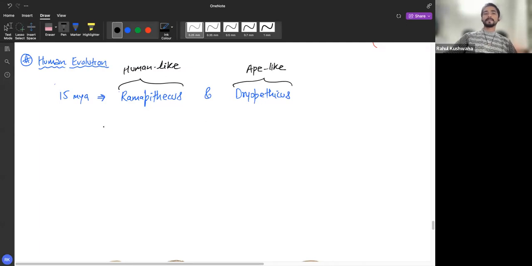Okay. Now clearly this branch went on to give rise to many ape-like forms, like the apes that we have. So it continuously kept branching and branching, and as a result, you will find at the very end we have chimpanzees.